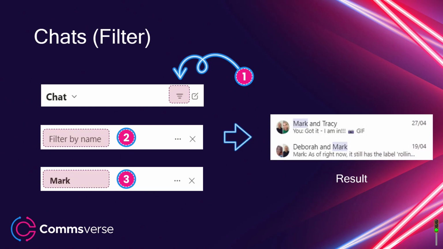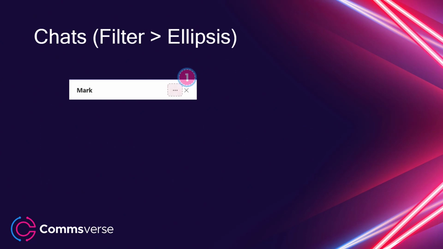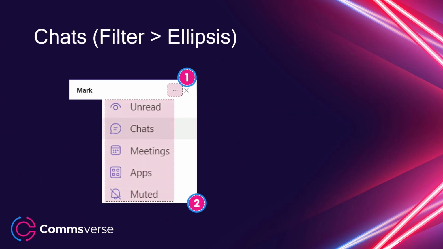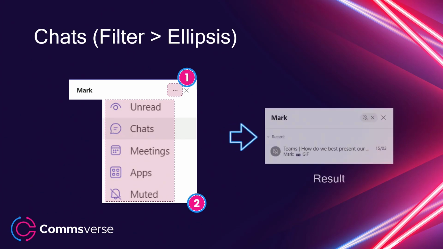Useful, but hold on, step further. Because that's where people stop. Why not then go to the ellipses once I've filtered on Mark, and then say, okay, show me all my muted chats with Mark, show me all the meetings with Mark. Again, really simple, but can save you so much time. So who uses all of that? No, there you go.